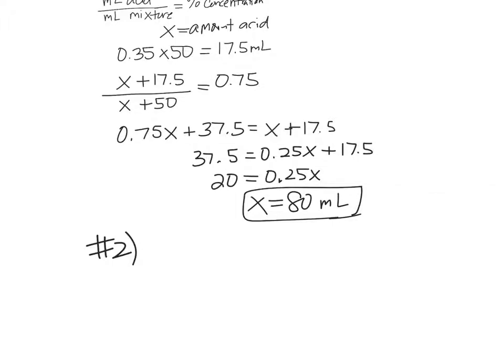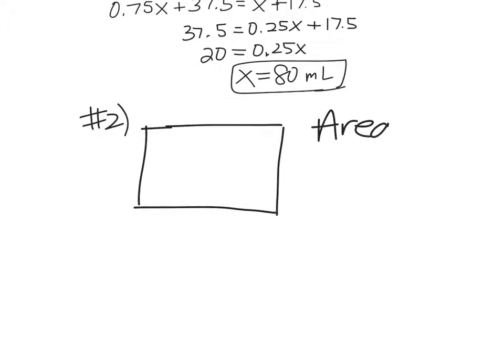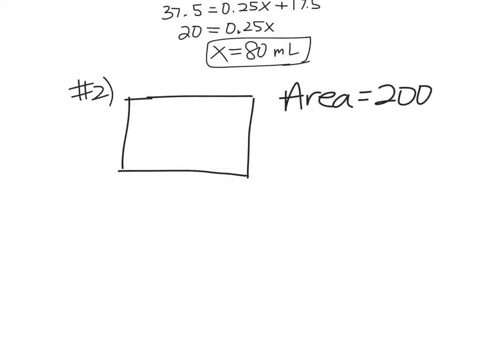Okay, number 2. Now number 2, you're going to need your calculator. We're gonna graph this one on our calculator and solve it that way. So it says here that we are given a rectangle, okay, and our rectangle has an area of 200. Now it's our job to use as little material as possible to build a fence around this, okay? We want to minimize the perimeter.